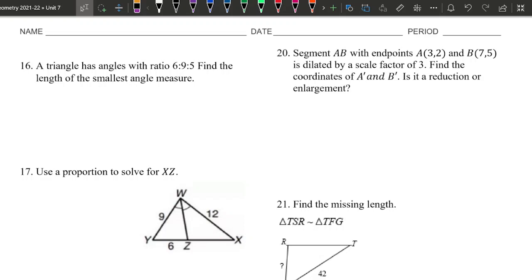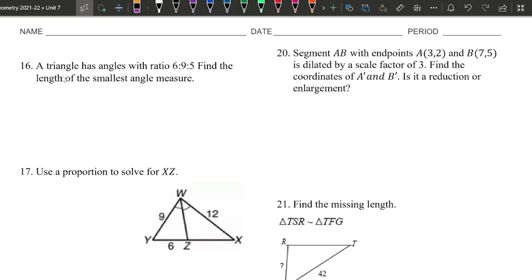It's page 3 of the Unit 7 review. Number 16. A triangle has angles with ratio 6, 9, 5. Or 6 to 9 to 5. Find the length of the smallest angle measure.